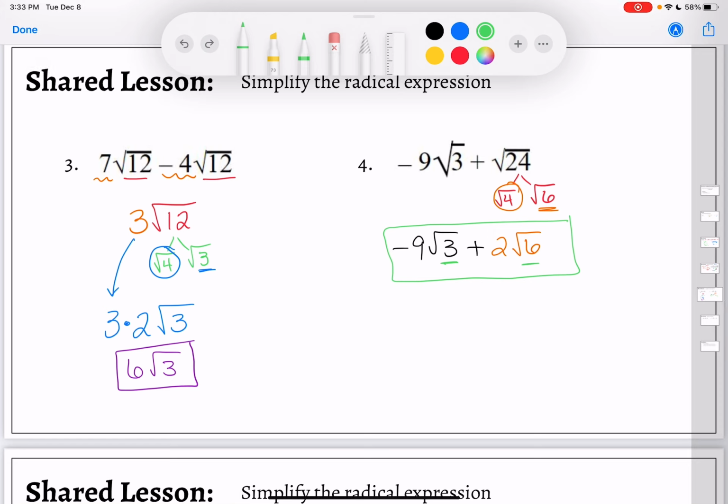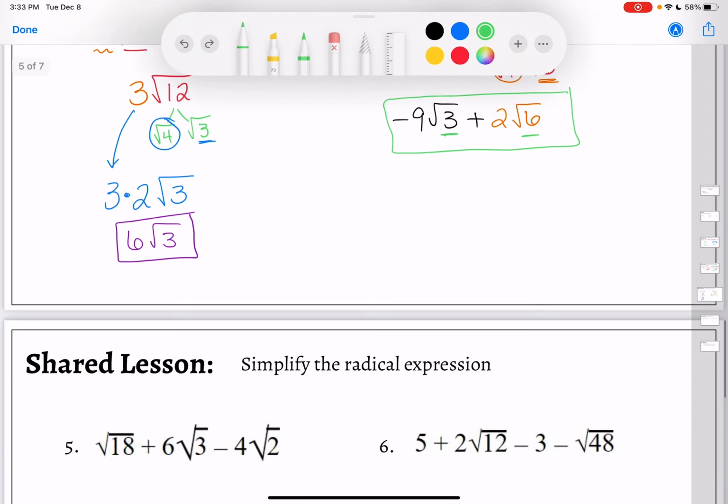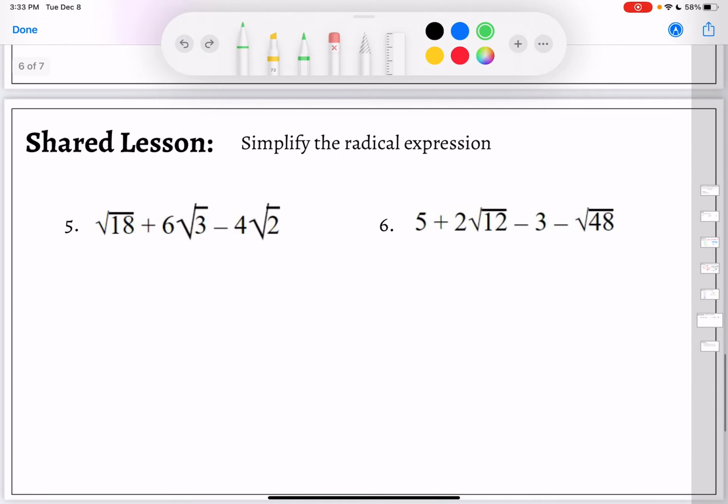But we do have to simplify. Even if we don't end up being able to combine them, we still need to simplify before we say we have our answer. All right, let's try these last couple here. See if you got the hang of it. So go ahead and work on number 5.